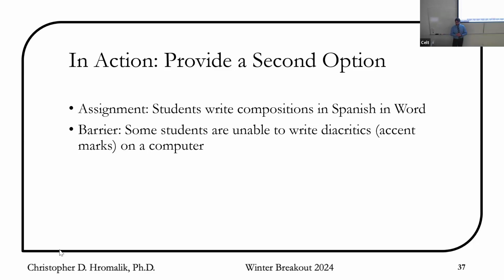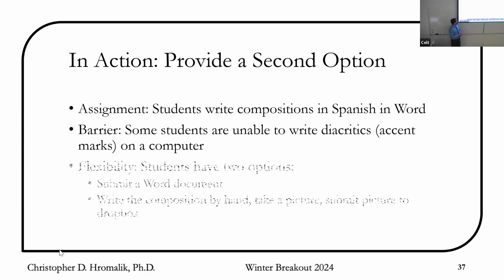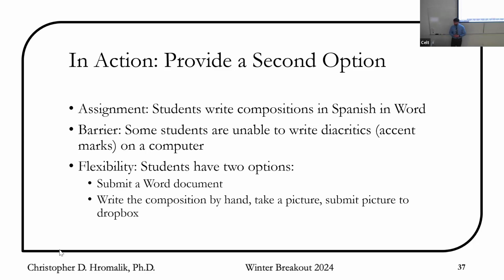And so one student said, why can't I just write it on paper, take a picture, and submit it to the same Dropbox? And I thought, actually, why can't everybody do that? So then I decided that a good way to do it was to have two options for students. You can submit the Word document, or you can write the composition by hand, take a picture, and submit that picture to the same Dropbox. For me, that all comes in the same place.